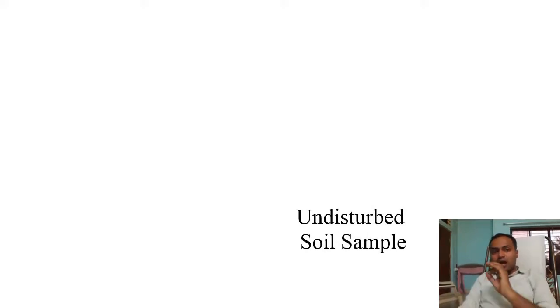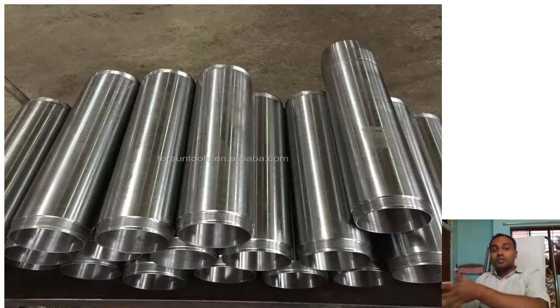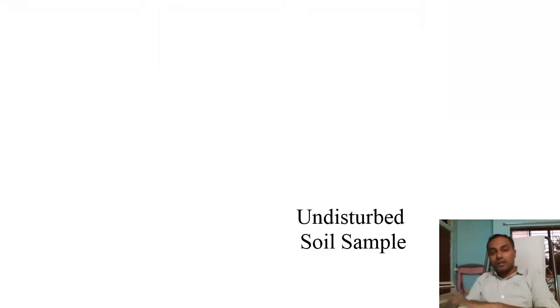Then undisturbed soil sample. Actually speaking, 100% undisturbed soil sample collecting is impossible. That is just an ideal thing. Therefore, undisturbed soil sample means there are some guidelines that we need to follow. There are some guidelines to manufacture the samplers, that is the instruments to collect the soil sample. If you are following those guidelines, then the samples collected using them are called undisturbed soil samples.